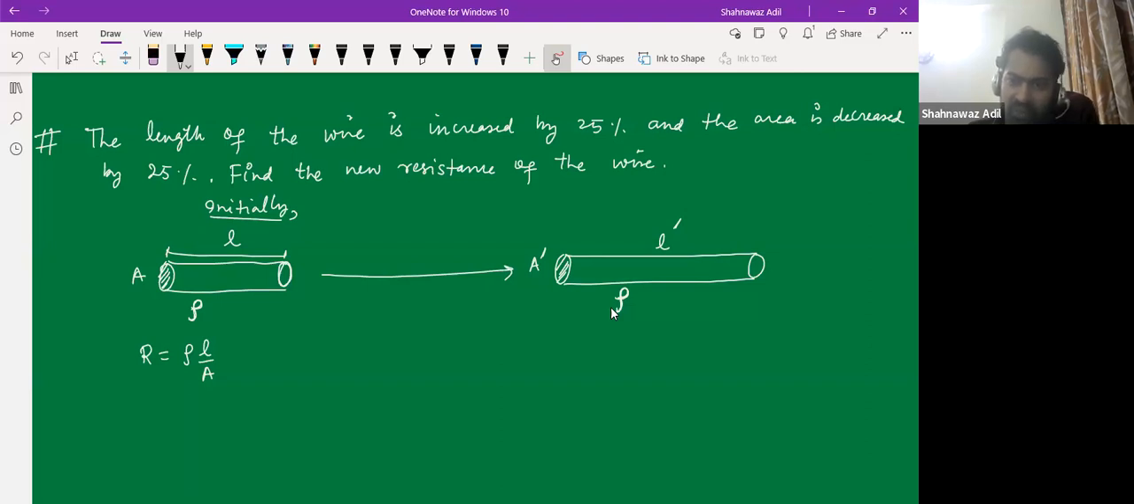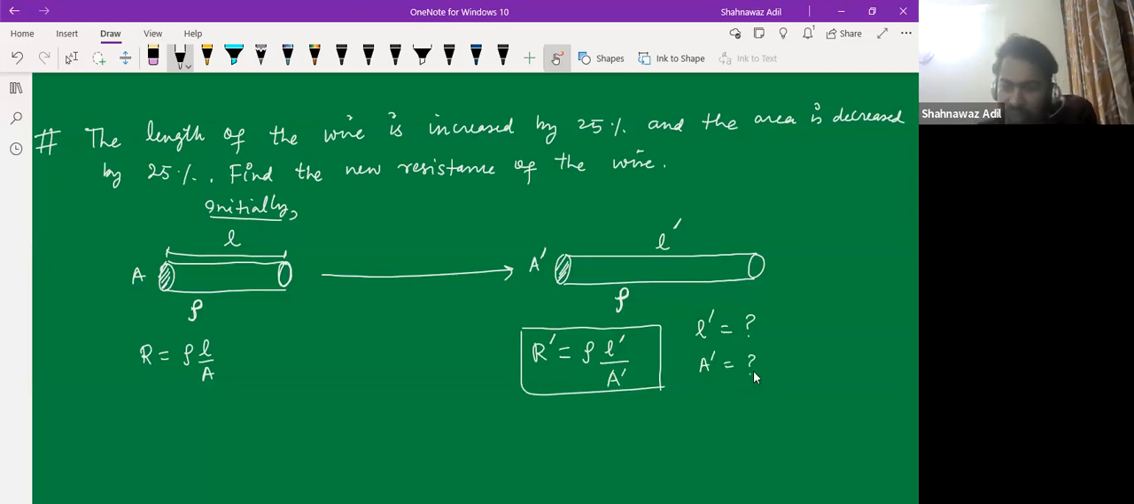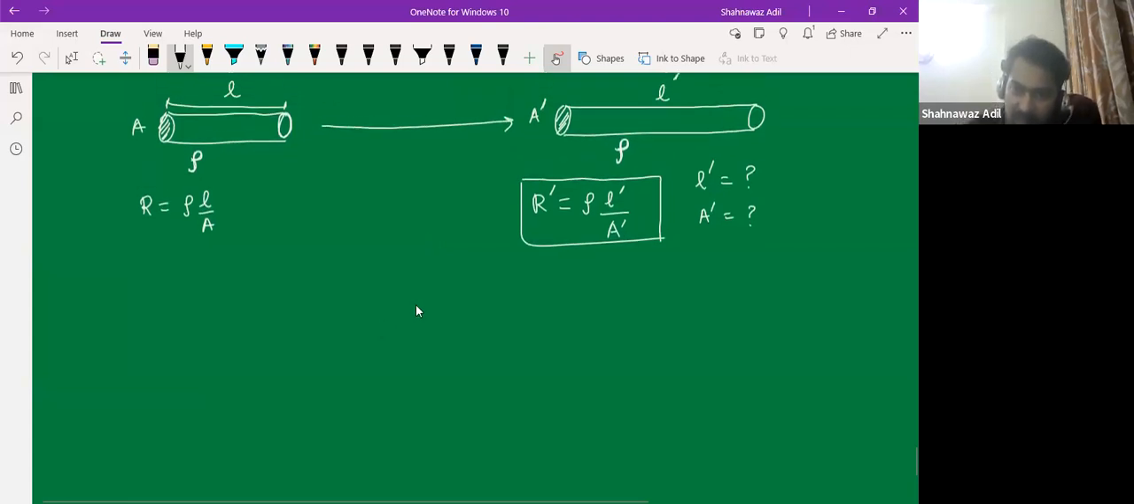Now we have to find out that new resistance, right? New resistance would be how much? That would be rho L prime divided by A prime. So now we have to find out what is L prime, what is A prime. These are the two things that we are trying to find out, right? So we know that length of the wire is increased by 25%. So whatever the length was, this new length is increased by, right?